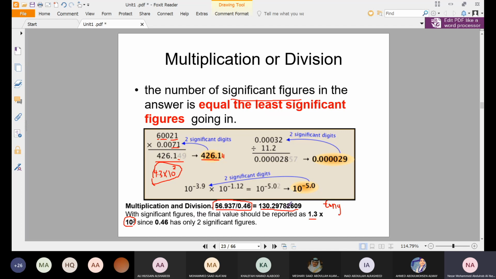If you have a calculator around you, please try this division and see what the result is. If it is multiplied by 10 to the power 2, it is fine. If it is this number, that means you should ask your calculator to do it correctly again.